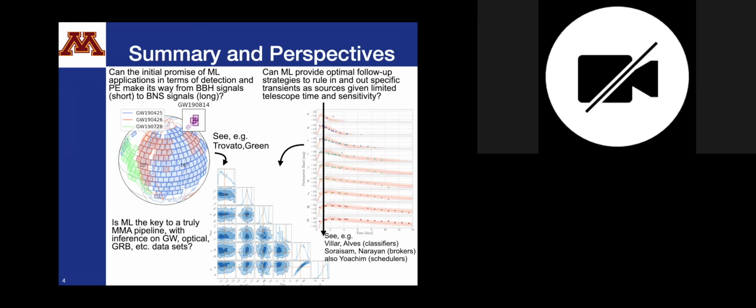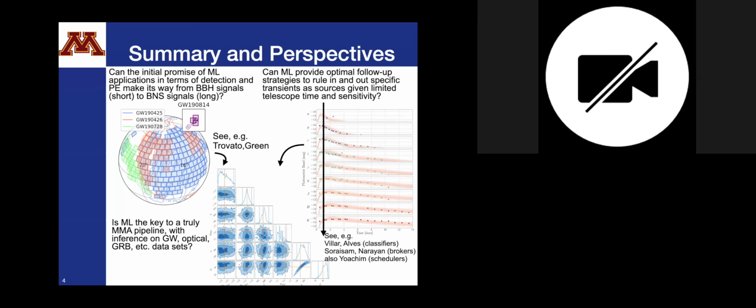I think the second area that I'm excited to see is, can machine learning provide optimal follow-up strategies to rule in and rule out specific transients as sources, given that our follow-up telescope time and sensitivity is limited? And so there are a number of talks today that will be about classifiers. We've already heard one of them, where you take full photometric time series and you attempt to classify the signals. There's also talks on brokers and schedulers and everything else.